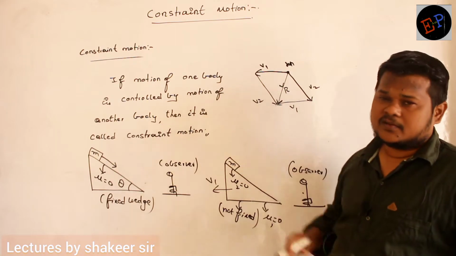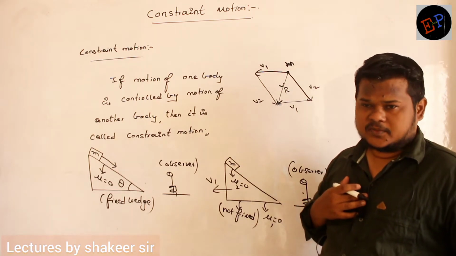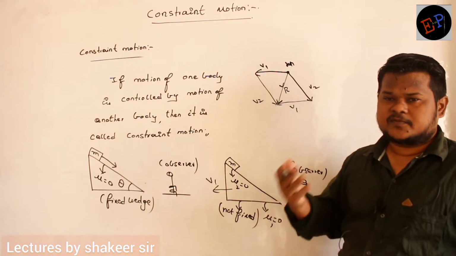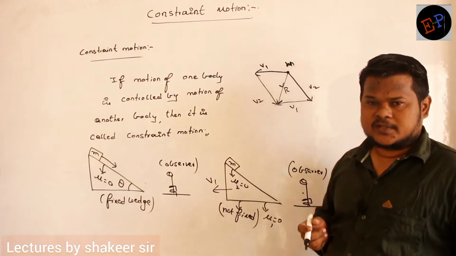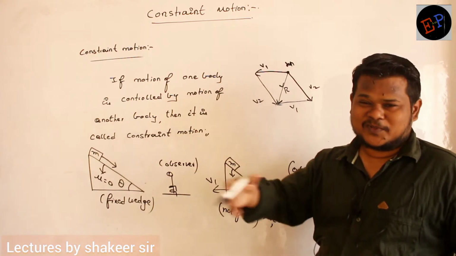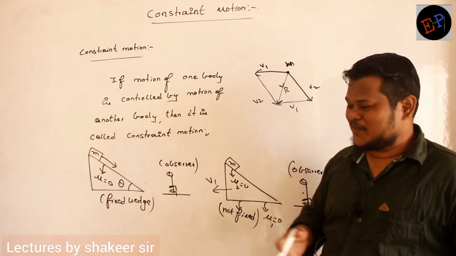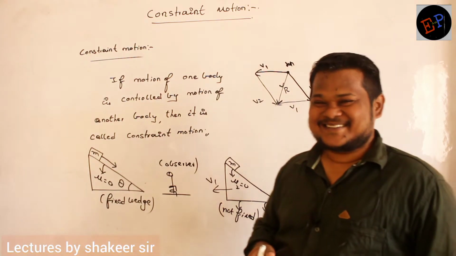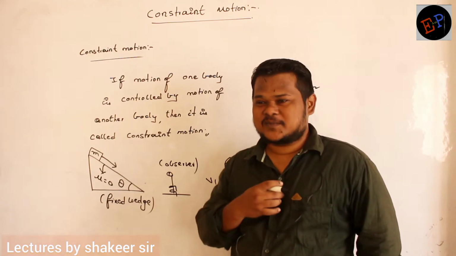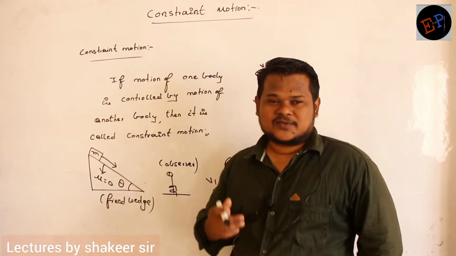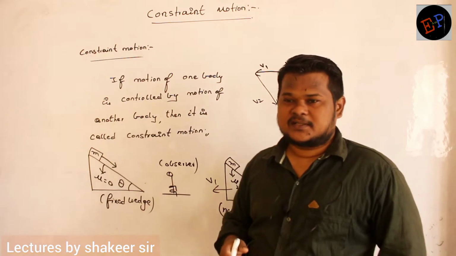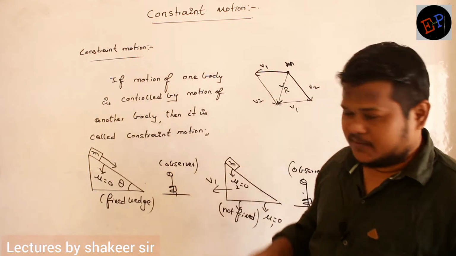So this type of motion we can call constraint motion. If the motion of one body is dependent on the motion of another body, then that type of motion we can call constraint motion. Are you able to understand? If I am walking from here to there, my shirt and my pant will also move along with me. Is it possible that I am moving and my shirt stays here? That is not possible. It means the motion of my shirt is controlled by the motion of my body. So if motion is dependent on the motion of another body, then that type of motion is nothing but constraint motion. Make a note of this.